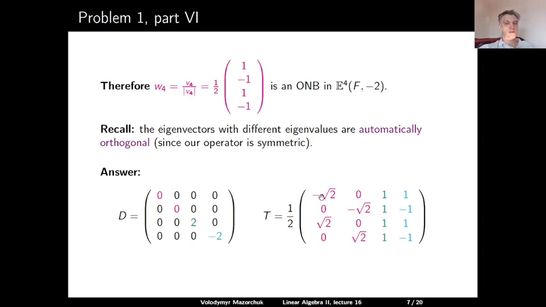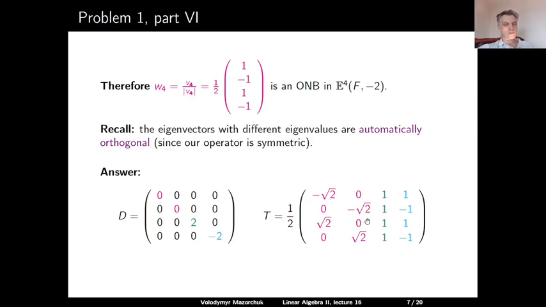The only thing we need to make sure is that the eigenvectors which we write correspond to the eigenvalues as written in the diagonal matrix. So in the diagonal matrix, we have zeros at the first two diagonal elements. So in the first two columns in the transformation matrix, we write the corresponding eigenvectors. So we take out 1/2 as the common factor from the matrix. So it's 1/2 times, and then minus square root of 2, 0, square root of 2, 0. This is the first column.